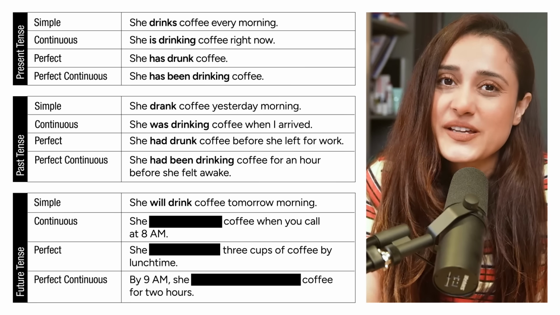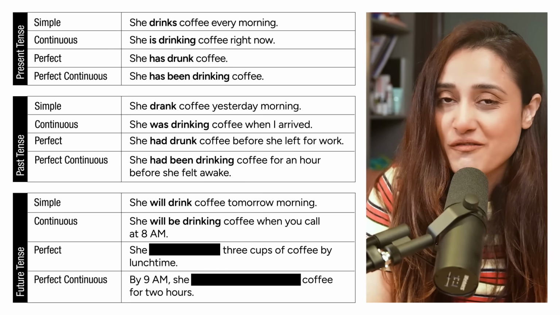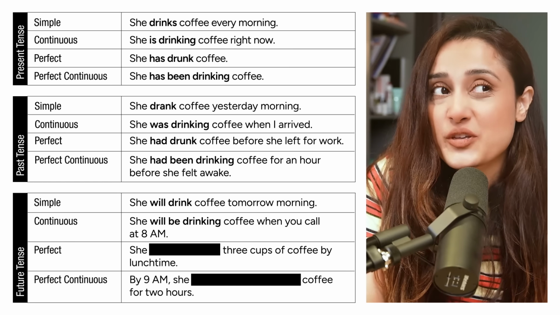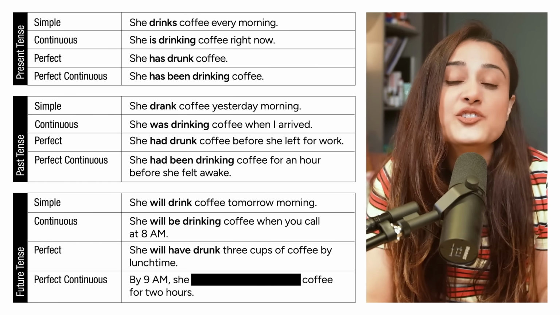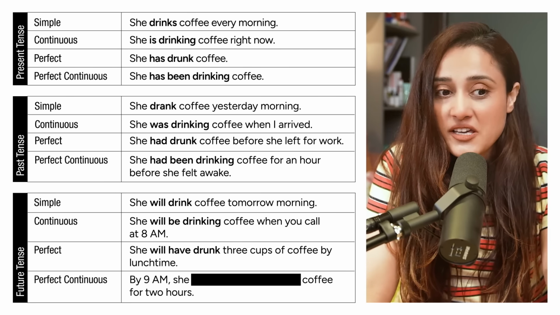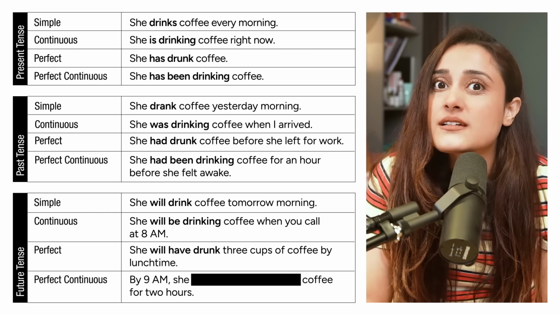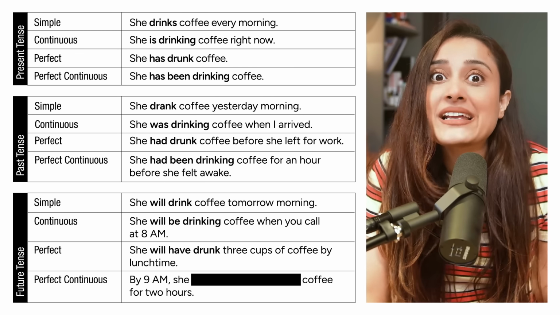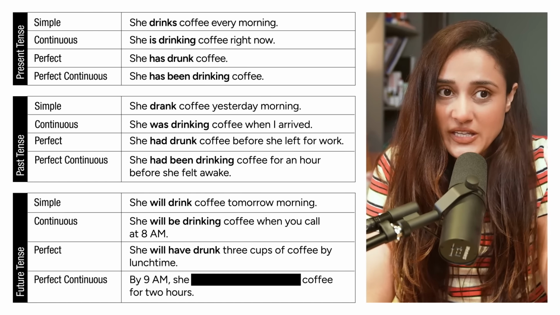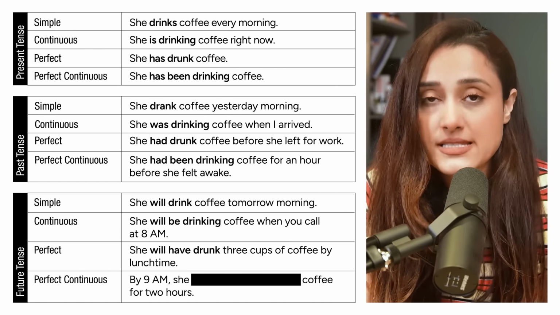She will drink coffee tomorrow morning. Simple future. She will be drinking coffee when you call at 8 a.m. Future continuous. She will have drunk 3 cups of coffee by lunchtime. So you're talking about the future, but you're talking about an event that would have finished in the future when something else happens. So she will have drunk 3 cups of coffee by lunchtime. So the 2 events are drinking coffee and lunchtime. Okay, there are 2 events in this sentence. One has already finished by the time the second approaches. Now you get it?